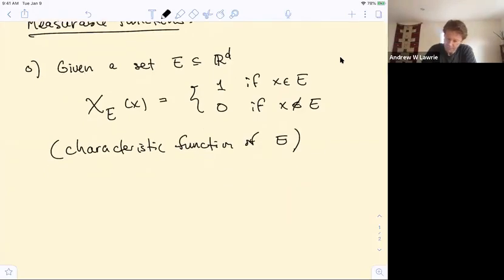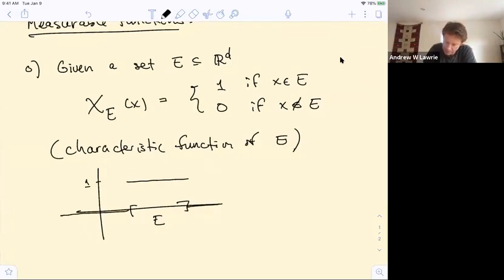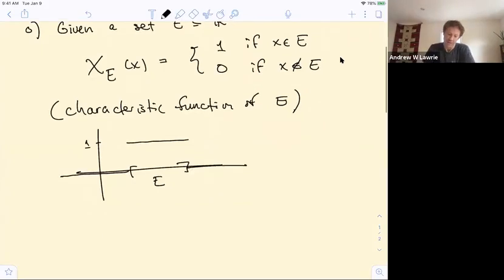So here's a picture of one, just as a function from R to R. Here's the graph of a characteristic function. If E is an interval, the characteristic function on E is just equal to 1 on E, and then 0 outside of E. But note that I haven't specified what E is. E is not necessarily an interval or a cube or a block. It's just any subset of R^d for the moment. For any subset of R^d, you can define a characteristic function like this.